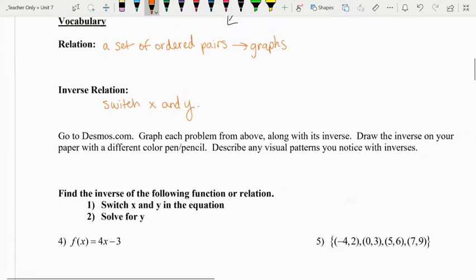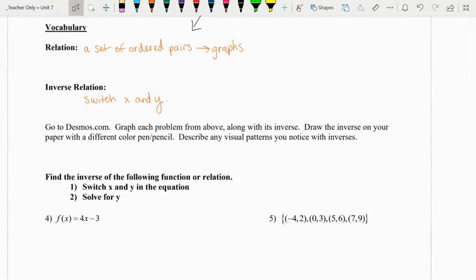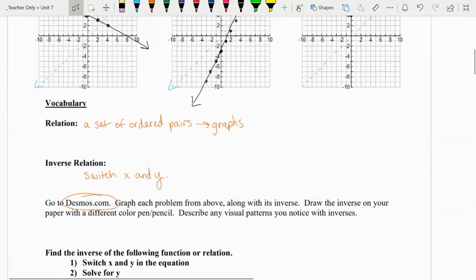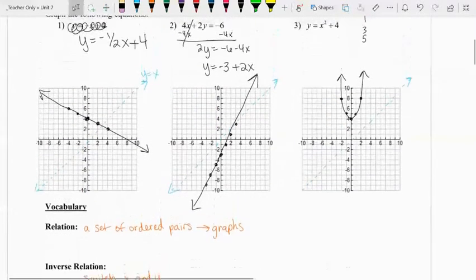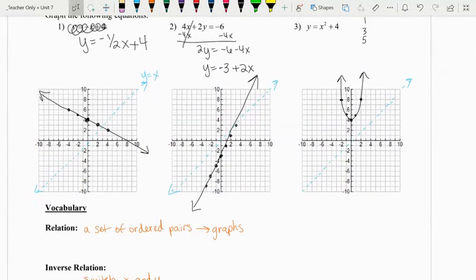Okay, so what I would like for you to do right now is to go to Desmos.com, use the calculator from there, graph each problem above, and then along with its inverse. So what I want you to do is draw the inverse on your paper with a different colored pen or pencil, and then describe what you see or notice, which probably will be that it reflects over it. But the main thing is I just want you to do that part on your own.